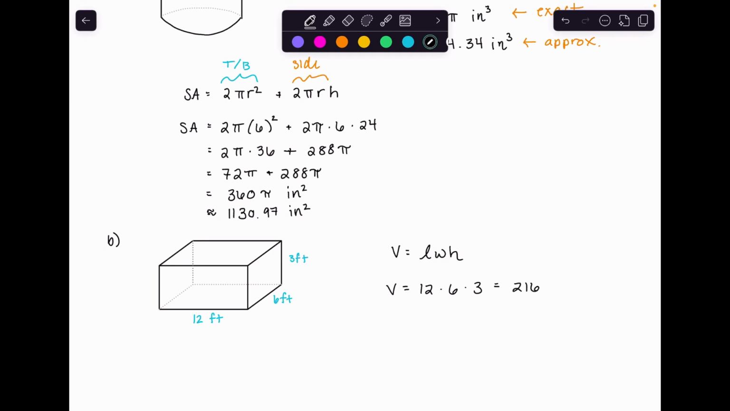It's a volume, so this would be the units cubed. And in this case, those units are feet. So this is our volume exactly.